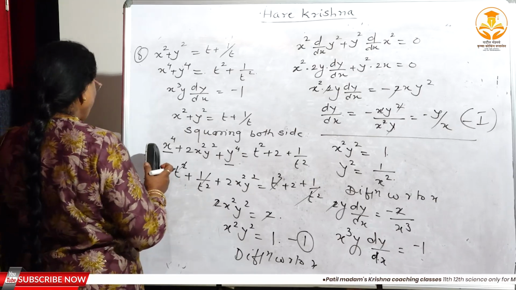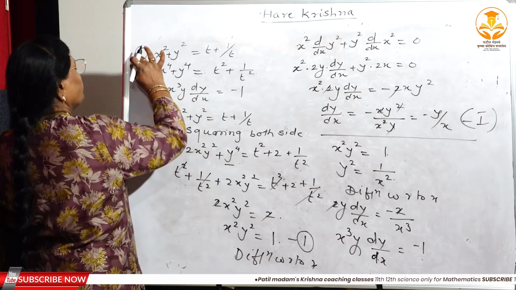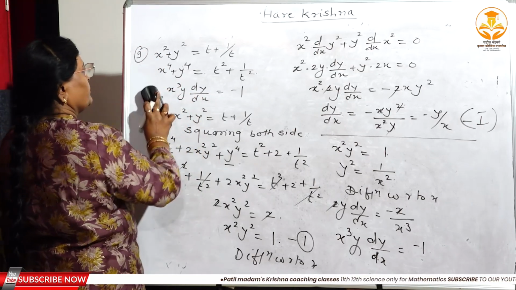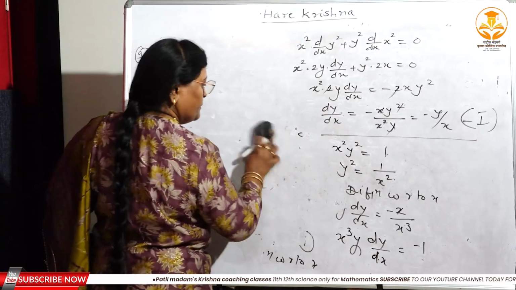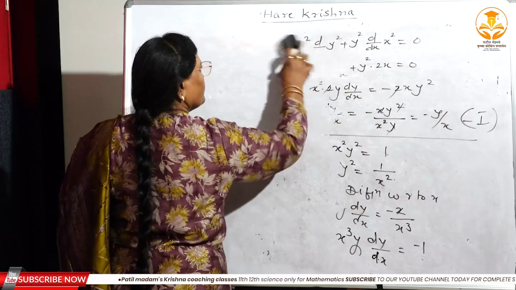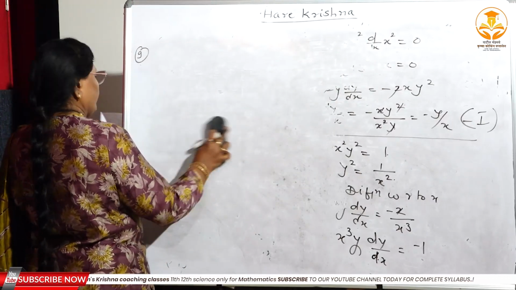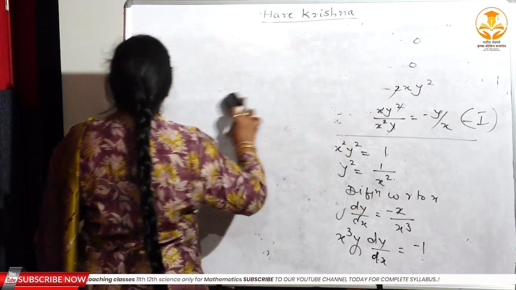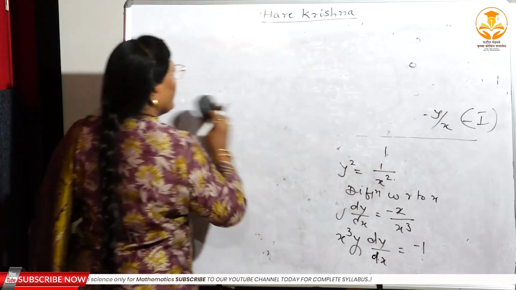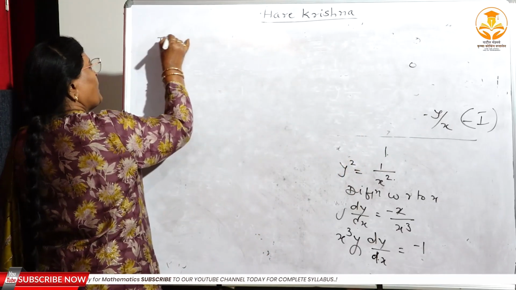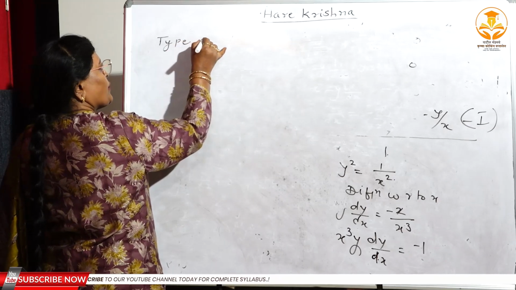Now again I will take one more problem, that is the 9th. This is also very, very important here. Here see, the other type, that is type number 2. Whatever we have studied, that is type number 1, type number 2.